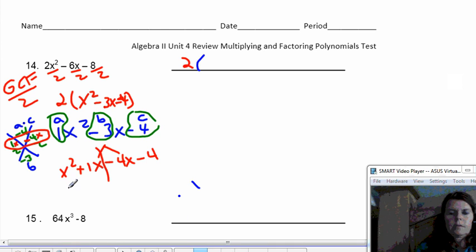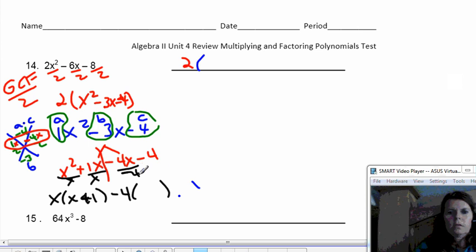I grabbed a different color. Okay, here we're going to factor out an x. Divide by the x. You get x plus 1. The plus. Factor out a negative 4. Divide by the negative 4. And you get x plus 1.